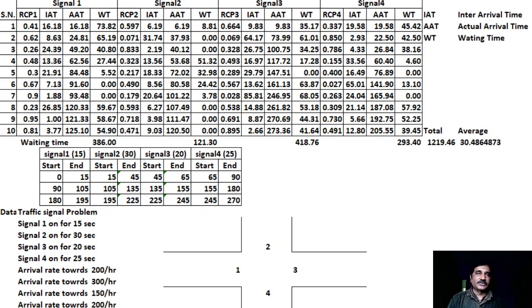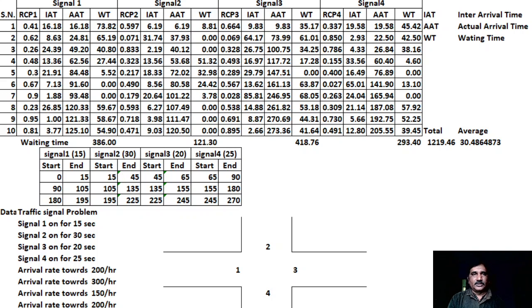For example, for the first vehicle at 16.18, you will find whether this time falls in this slot. All right, 0 to 15, no it doesn't. So it will have to wait for this signal to be on, and this signal will be on at 90 seconds. So waiting time will be 90 minus 16.18, that is 73.82.